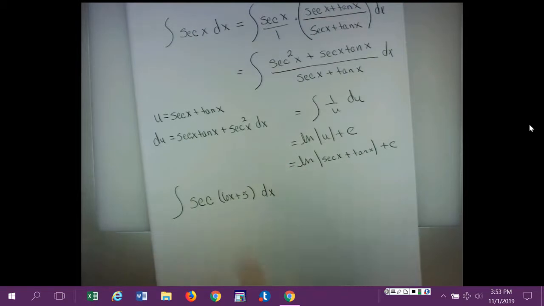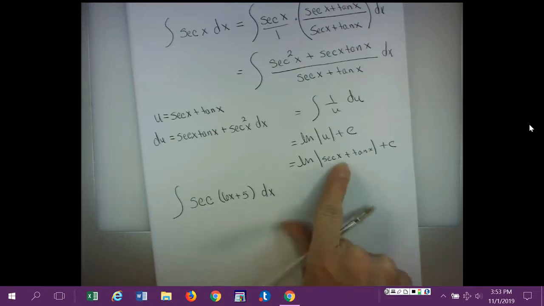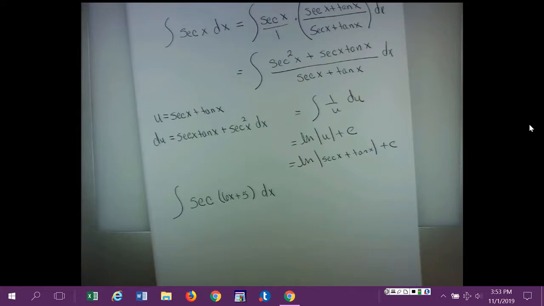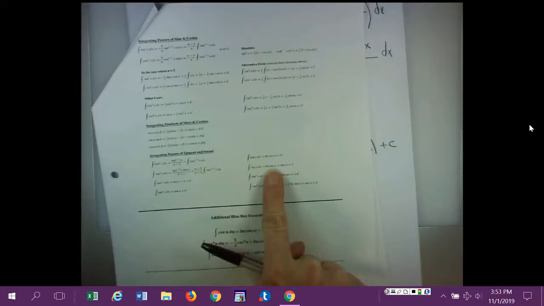And after you do your u sub, u is 6x plus 5, you'll have secant of u, and you can go directly to the blue box special, but in secant u plus tangent u, of course, with u being 6x plus 5. So there's the proof of the antiderivative of tangent, antiderivative of secant. Again, those are both blue box specials.